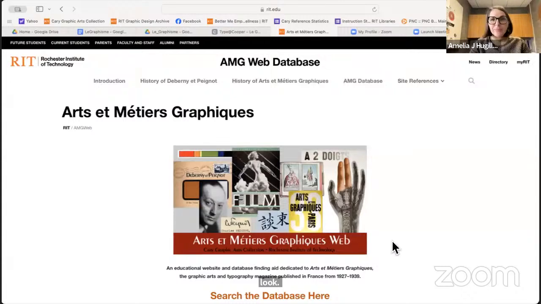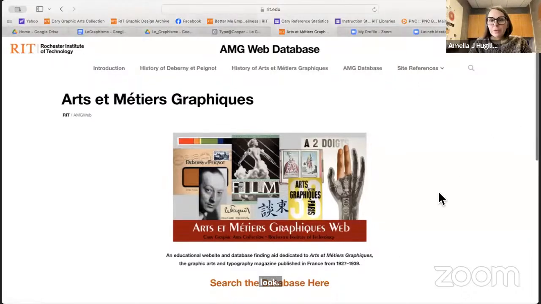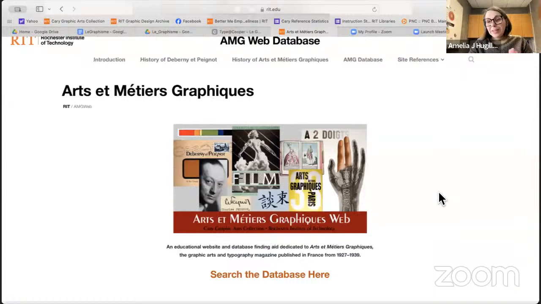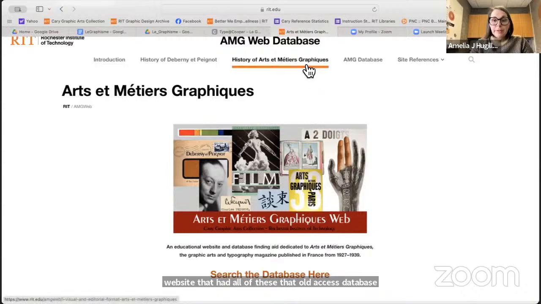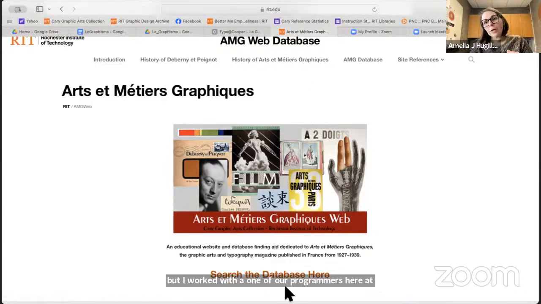And I will share my screen here. So we have to set the tone. In the year 1999-2000, I was using a Microsoft Access database to do this capture. And so there was an old website that was once on the Cary's website that had all of that old Access database. But I worked with one of our programmers here at RIT to translate this to a Drupal site.